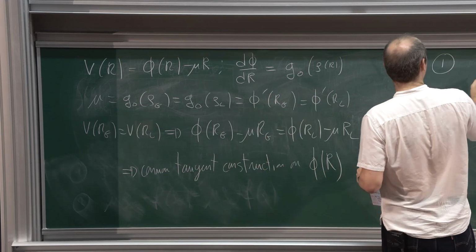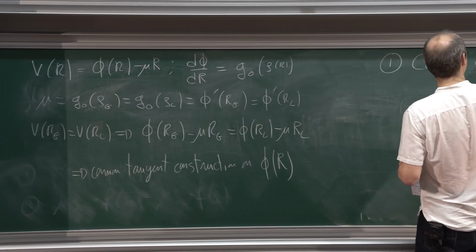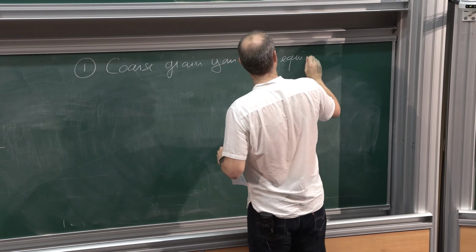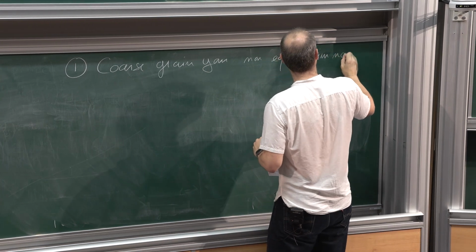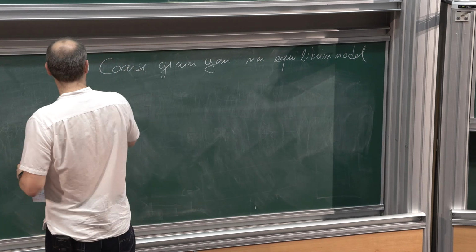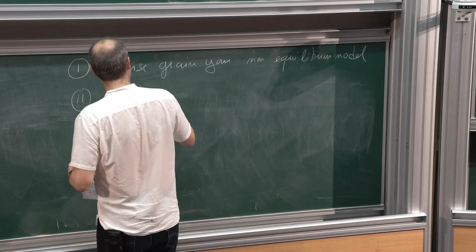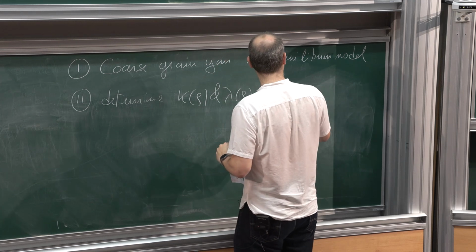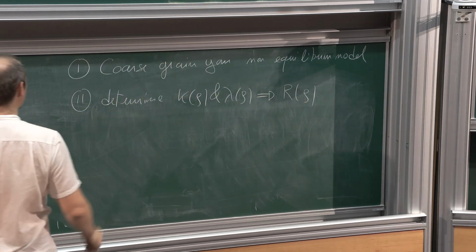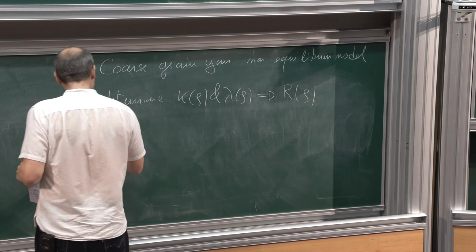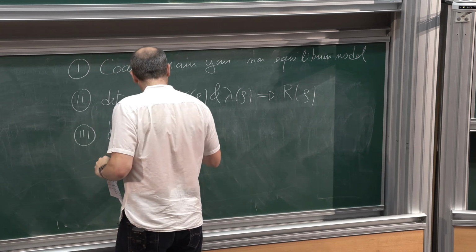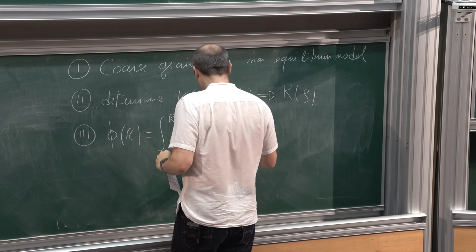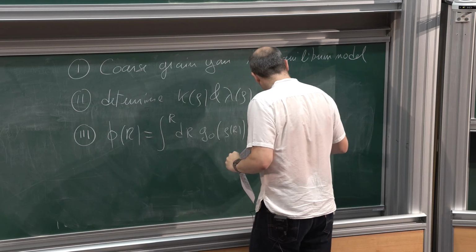So what is the recipe? One, you coarse grain your non-equilibrium model. Two, from there you determine, by doing a gradient expansion, kappa of rho and lambda of rho. From there, you get this generalized variable R of rho by solving this ODE here. Three, you compute phi of R, which is the integral up to R dr of the local part, J naught of rho of R. And then you do a common tangent construction.